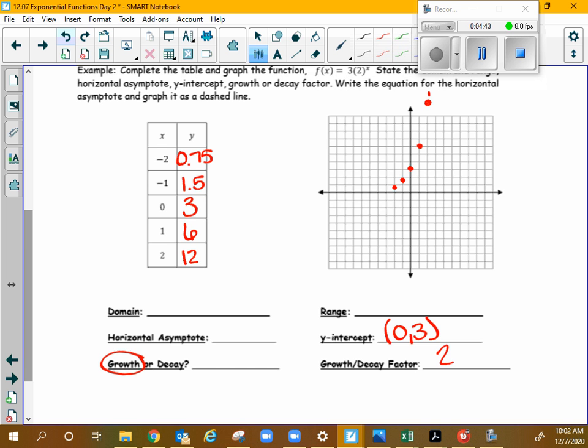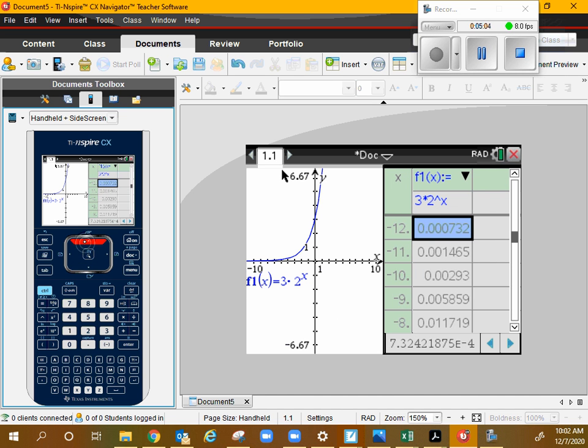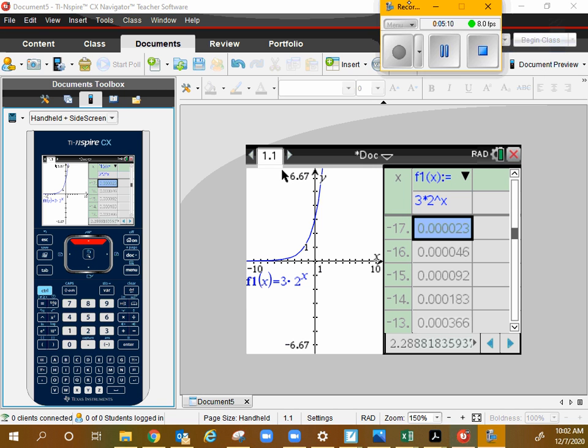So my function is increasing, but what happens if I move to the left? What's happening to my function towards the left-hand side? It's getting smaller and smaller. If you look back at your table, if you keep going up, what are your values getting close to? It's getting close to 0, but it's never going to actually reach 0.